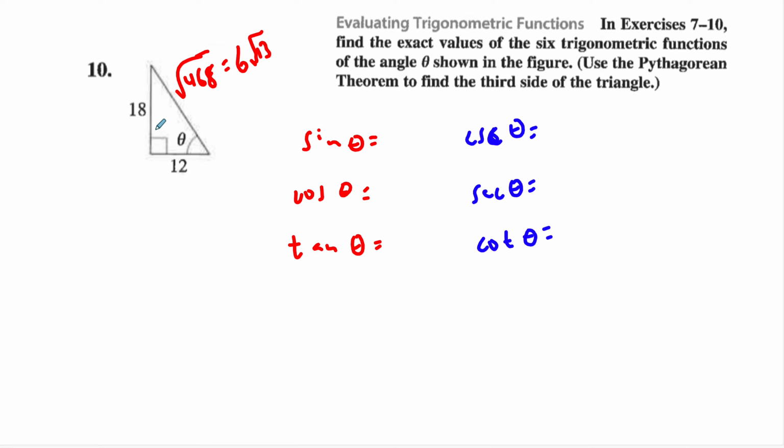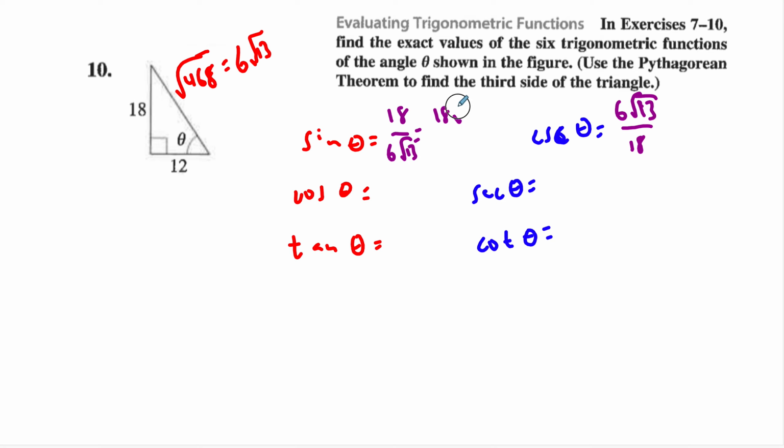So sine of this would be opposite over hypotenuse, or 18 over 6 root 13, which means that the cosecant would be 6 root 13 over 18. Now, unfortunately, I'm going to have to rationalize the sine, which means I multiply by the square root of 13. So I'm going to get 18 root 13 over, well, 6 times 13, which is 78.